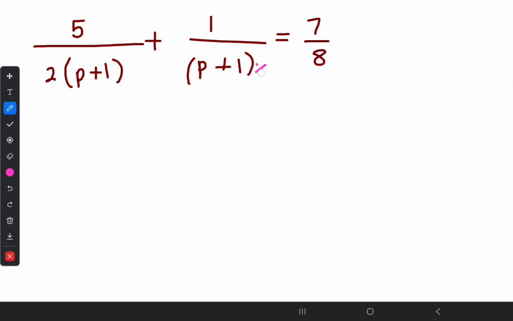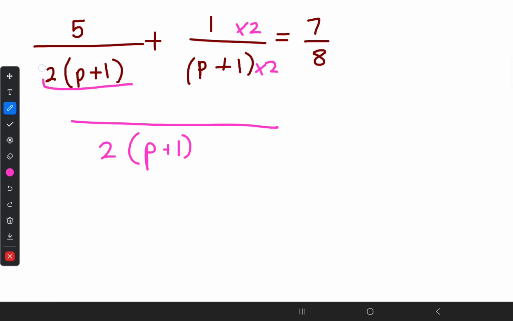You have to multiply only the second fraction by 2 to make 2 into p plus 1 the common denominator, because the first one already has 2 times p plus 1. The second fraction only consists of p plus 1. You need to multiply that fraction by 2 to produce 2 into p plus 1 as a common denominator. Thereafter, you can do the rest of the operation.